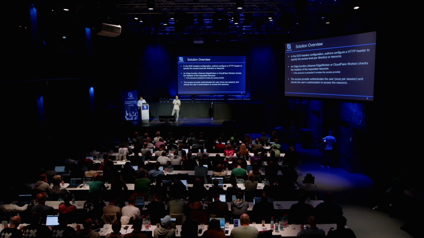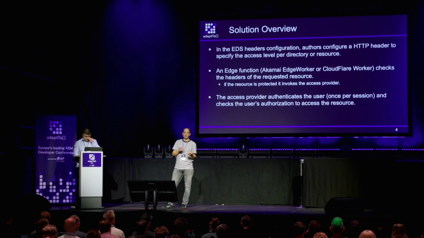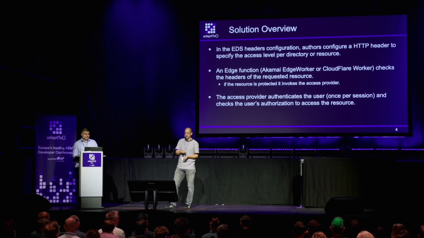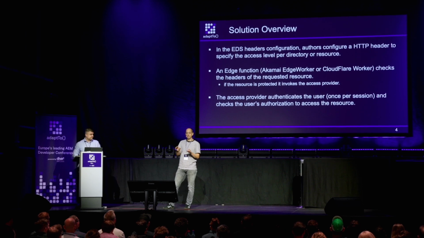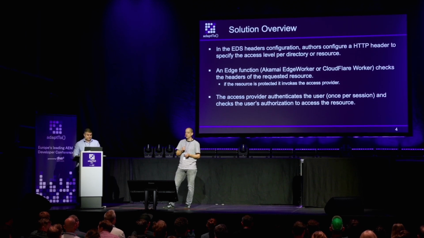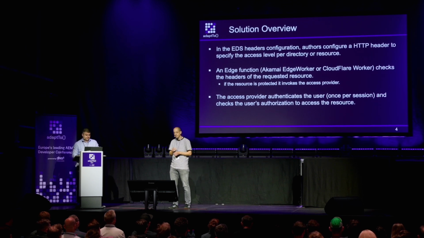Our solution consists of 3 main points. The first is really low tech. We can use an HTTP header to actually specify the access per directory or resource. We chose the name permissions protection header, but you can choose any other name. Authors can use the default EDS headers configuration and set this header per resource.